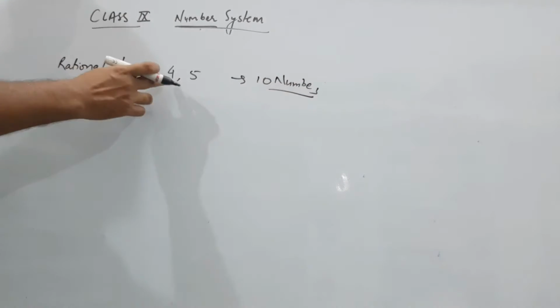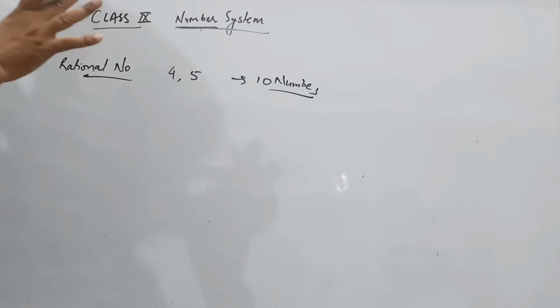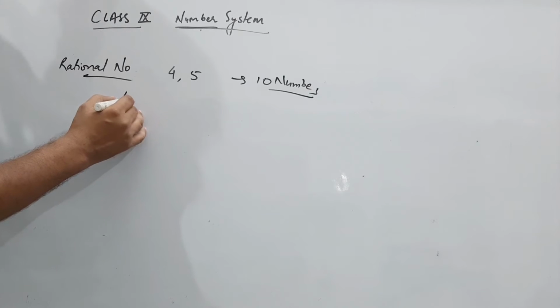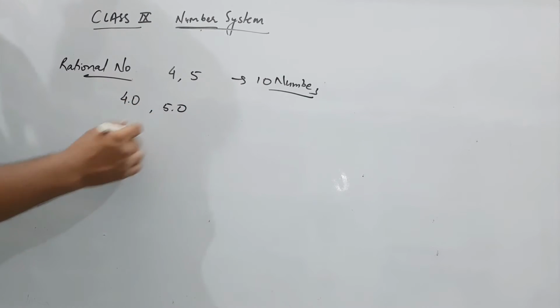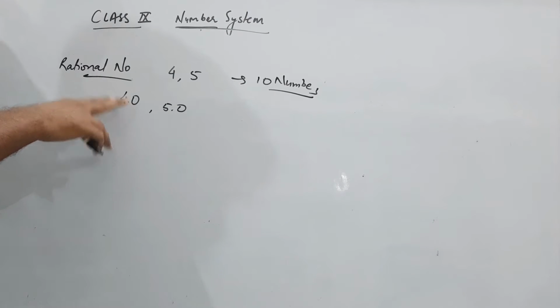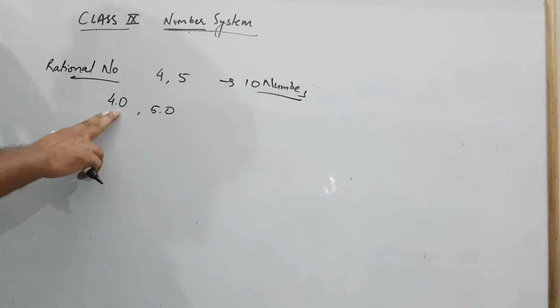So for questions like between 4 and 5, you have to insert 10 numbers. Very easy question. This is another method, but a very easy one. Just write down 4 as 4.0 and 5 as 5.0. Now you can see it seems like 40 and 50. You just need to write down 10 numbers between 40 and 50.